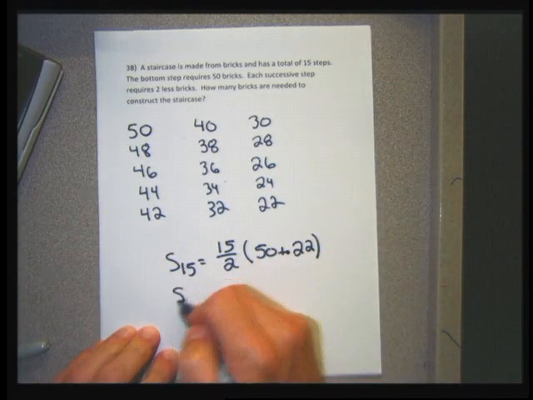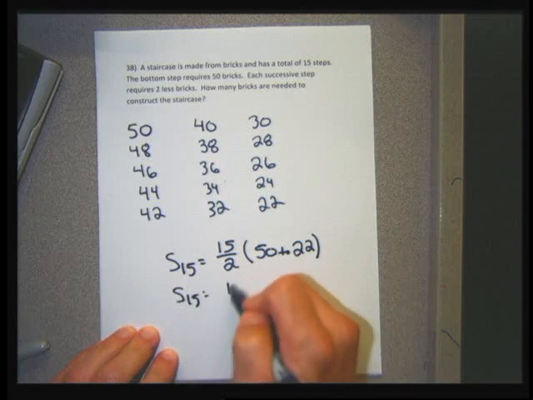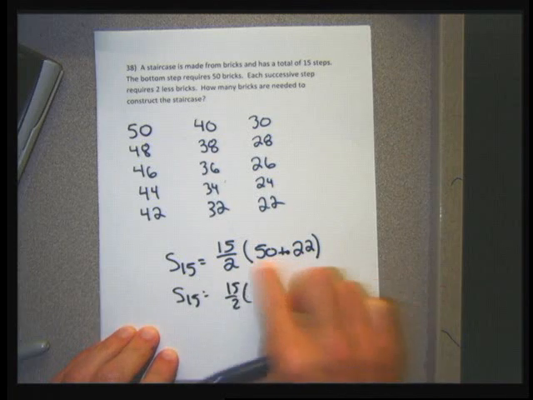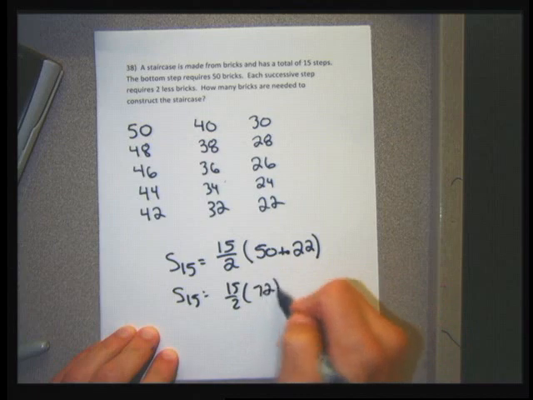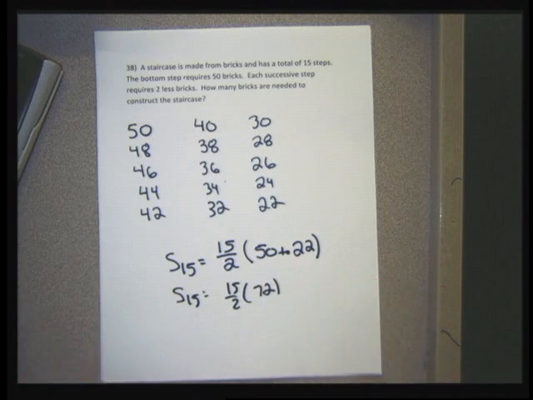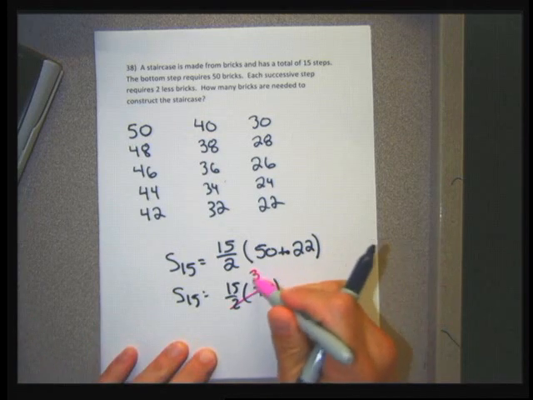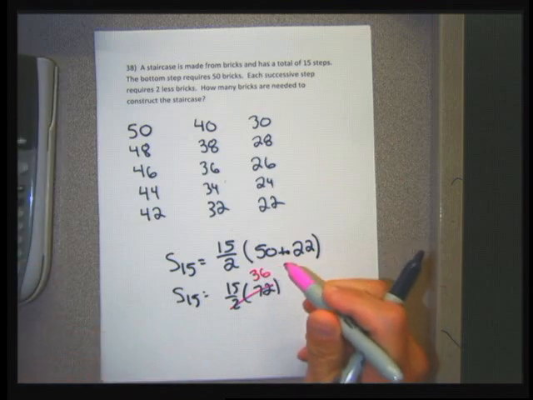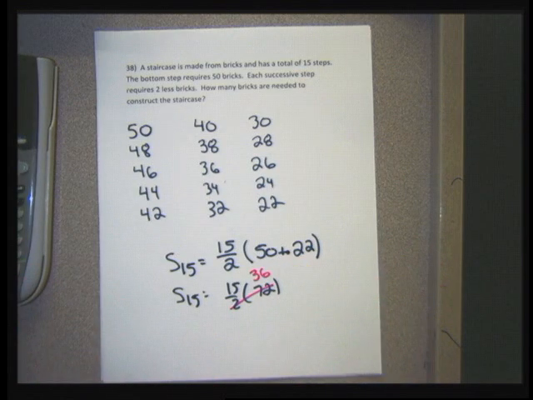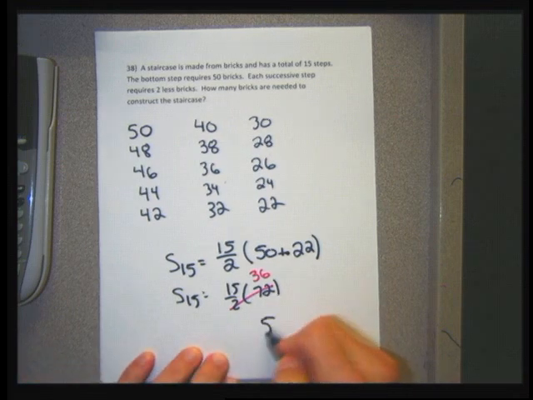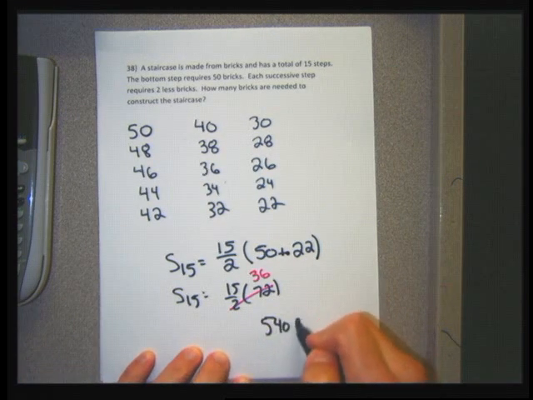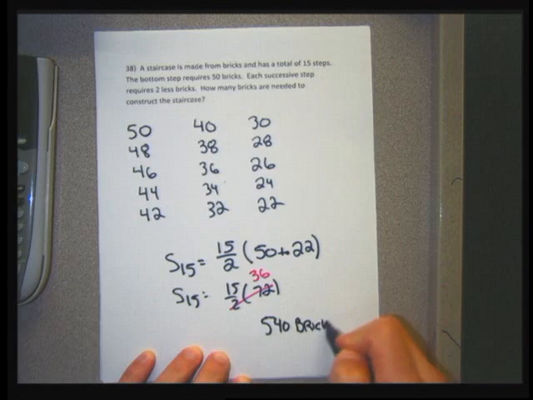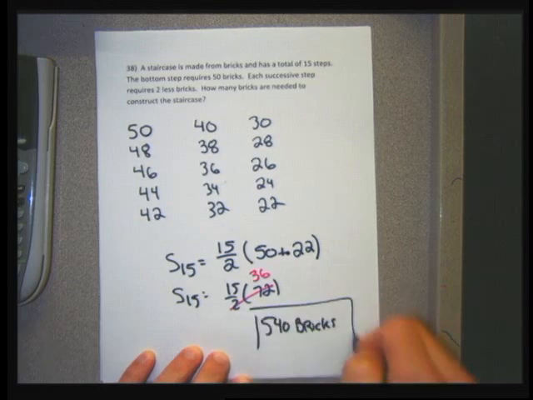The number of bricks used is going to be 15 over 2 times, this is 72. I could cancel this if I want. 2 goes into 72 36 times, and I can multiply 15 times 36. I'm doing it off screen. I get 540. So the answer to this, to make all 15 stairs, you'd need a total of 540 bricks.